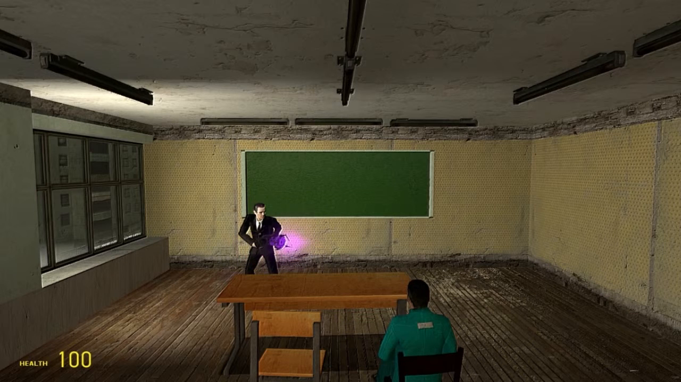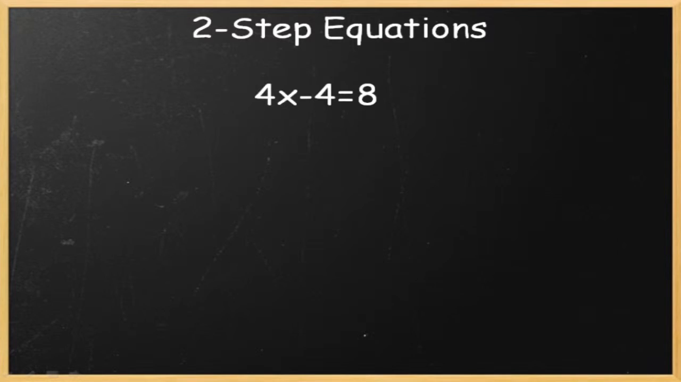None? Nope. What do you think about inverse operations? I think they're awesome. That's good news. Now we're going to do two-step equations. No. Two-step equations.